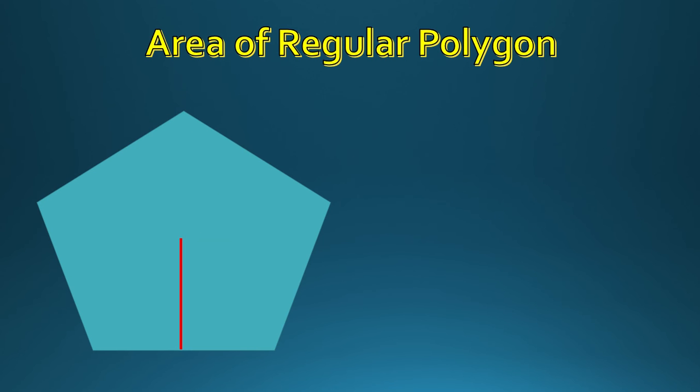Now, this is the topic area of regular polygon. Regular polygon means a polygon whose all sides are equal. For example, how many sides do you see here? 1, 2, 3, 4, 5 sides. It means it is a pentagon. What is the name? Pentagon.